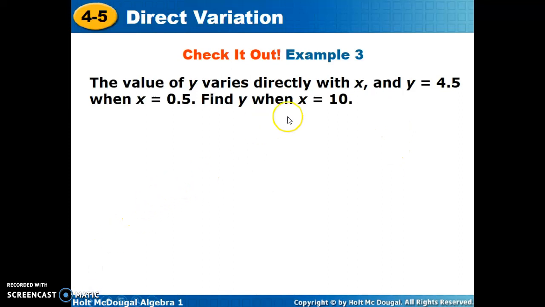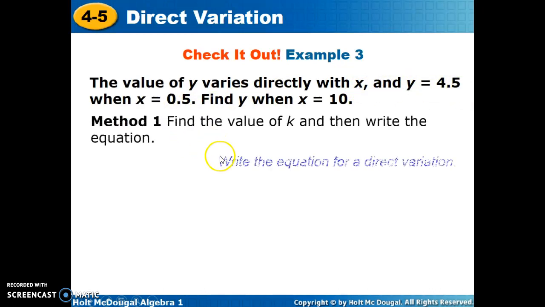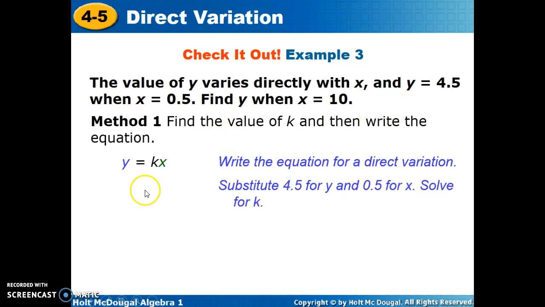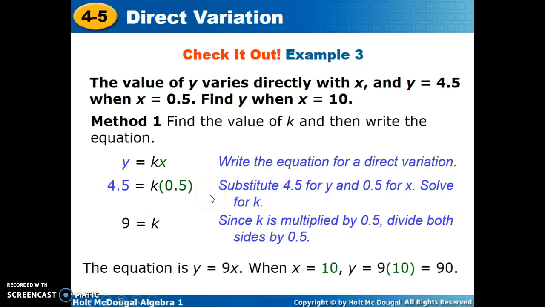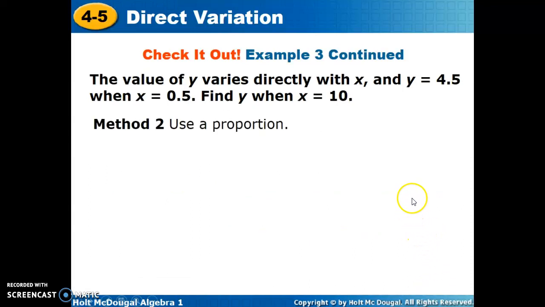So let's go with our same thing. Let's come up with the equation when y is 4.5 and x is 0.5. Let's find our value, k. We're going to substitute those in. Y is 4.5, x is 0.5. Dividing both sides by 1/2, we get k equals 9. Coming up with our equation, y is 9x. That is our constant. Y equals 9 times x. So when x is 10, y equals 9 times 10, or 90.